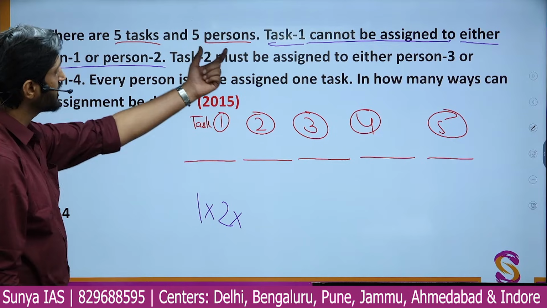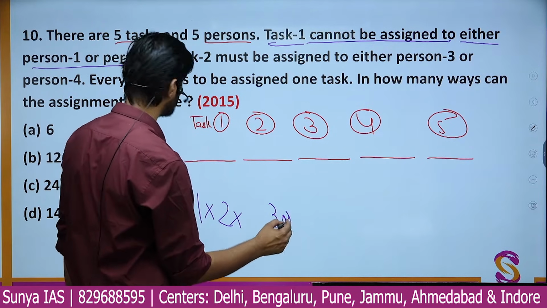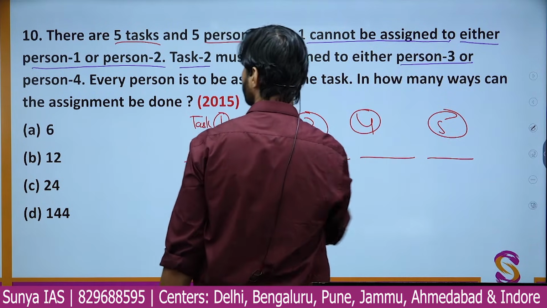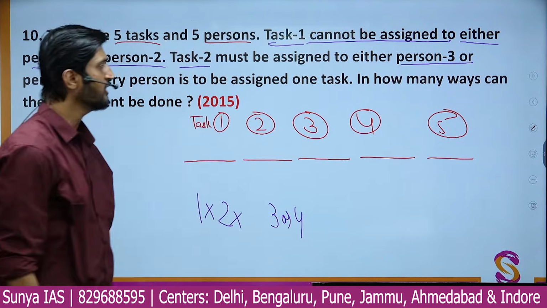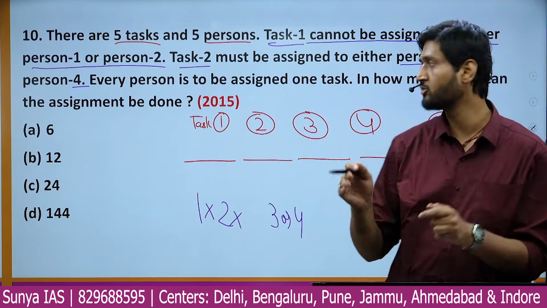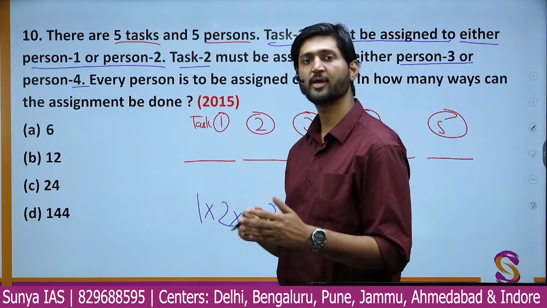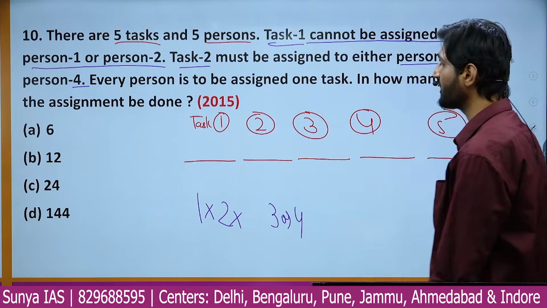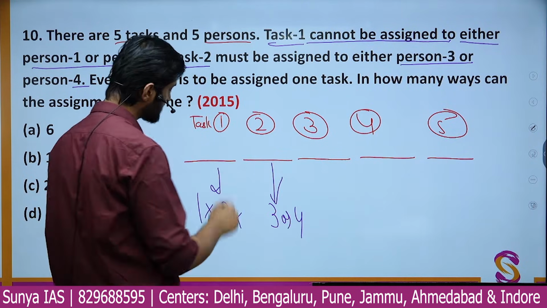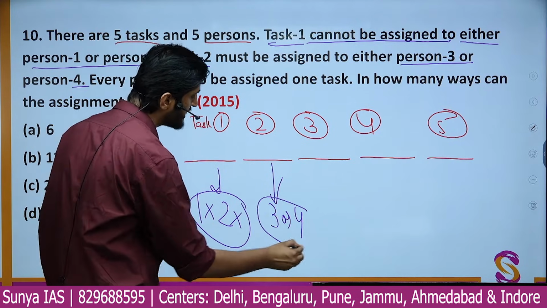Task 2 must be assigned either to person 3 or to person 4. This is the criteria for task 2. You must have either person 3 or person 4. Okay. And now one more criteria is every person has to be assigned only one task. So in how many ways we can assign the different tasks to different people is being asked. So for the first task we cannot have 1 and 2, and for the second task, we should have only 3 and 4.